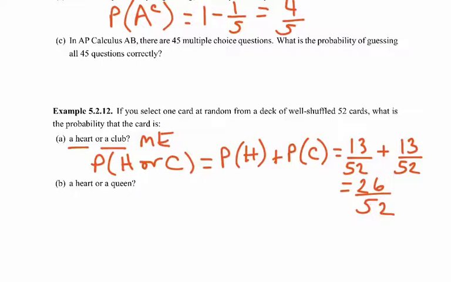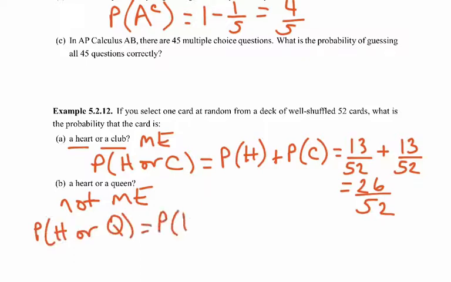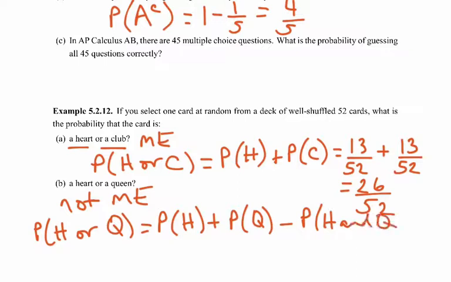How about a heart or a queen? So is this mutually exclusive? Can a card be a heart and a queen at the same time? Yes, it can, so that means this is not mutually exclusive this time. So the probability of selecting a heart or a queen is going to be the probability of selecting a heart plus the probability of selecting a queen minus the probability of selecting a heart and a queen.